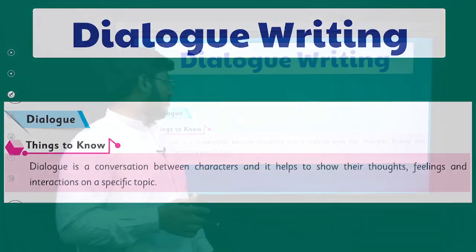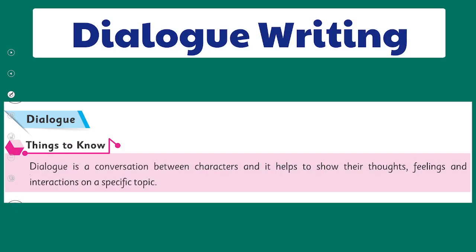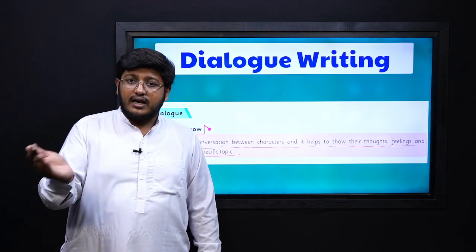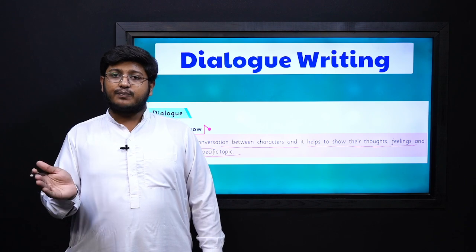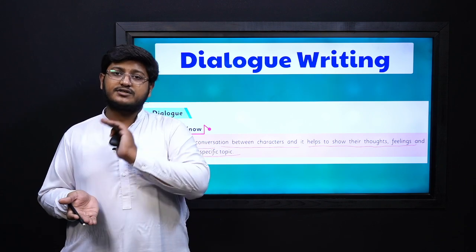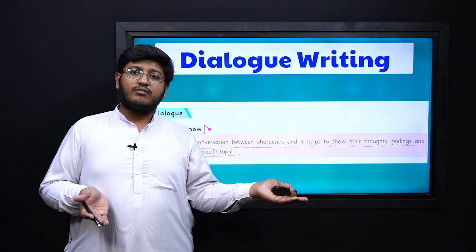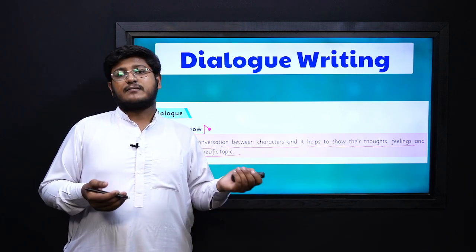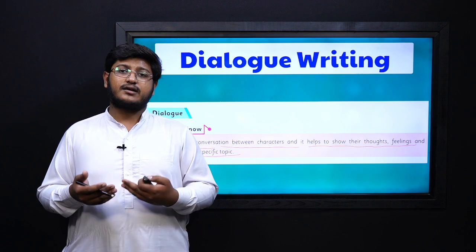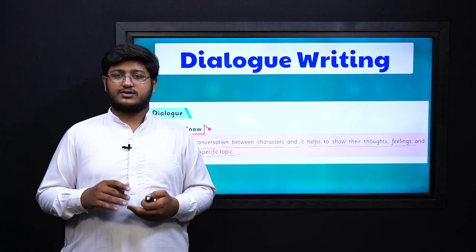So let's find out what is meant by a dialogue. Dialogue is a conversation between characters. It helps to show their thoughts, feelings, and interactions on specific topics. So students, as I have mentioned, a dialogue is oral verbal communication between two persons. If that conversation is written in the form of written text, it becomes dialogue writing, or the written form of the dialogue. So this is the dialogue.